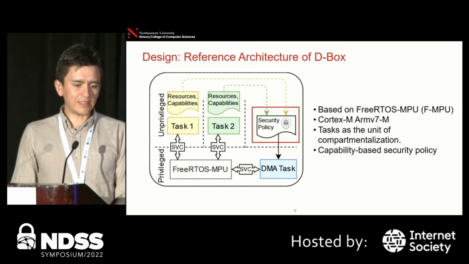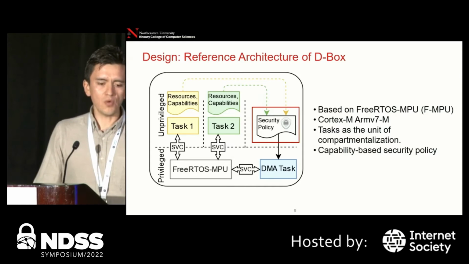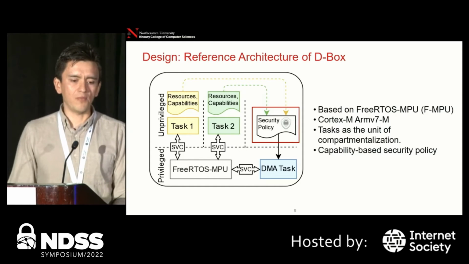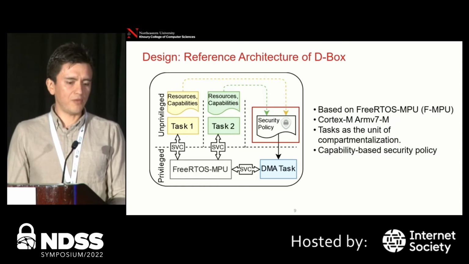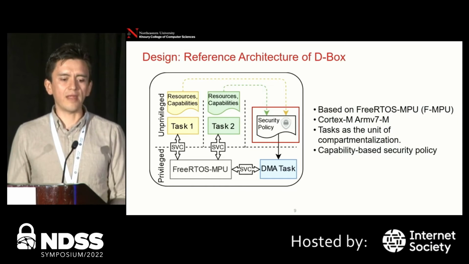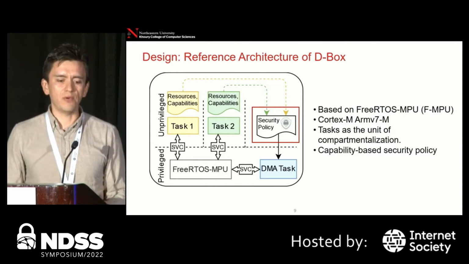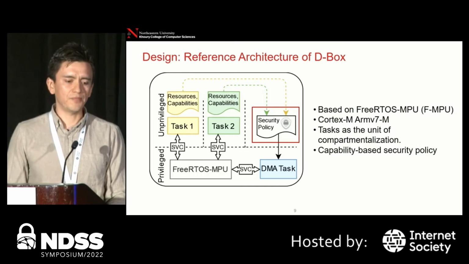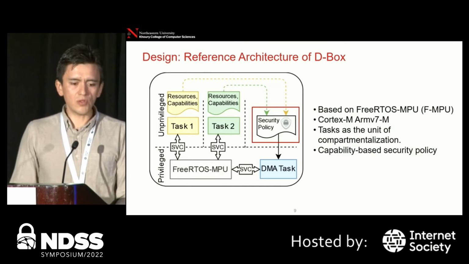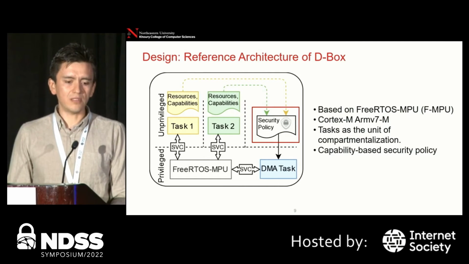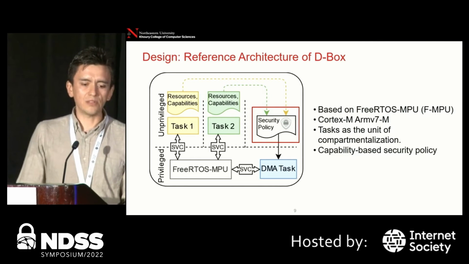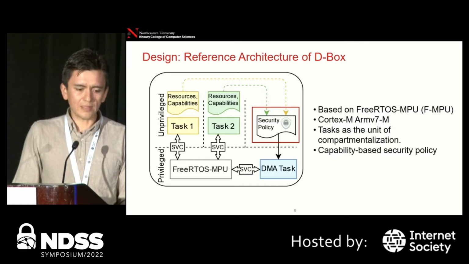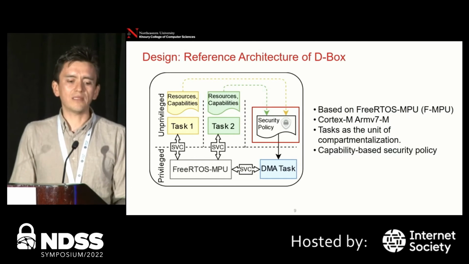DBox defines tasks as the unit of compartmentalization, which are configured during the development phase, where developers define the memory areas, peripherals, and access methods that are required to implement a specific functionality in the embedded application. DBox also uses a capability-based security policy to validate DMA operations, and these operations are served by a trusted DMA task, which is the only one that has access to the DMA controller.